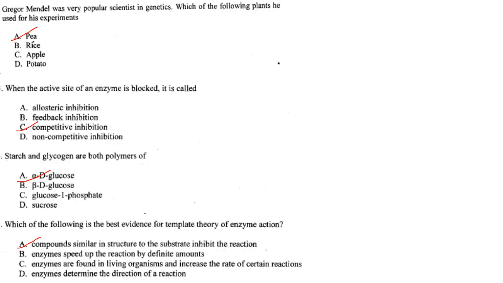Then next one. Gregor Mendel was a very popular scientist in genetics. Which of the following plants did he use for his experiments? He used garden pea for his experiments. So answer is option A.